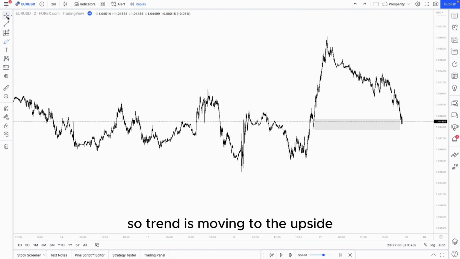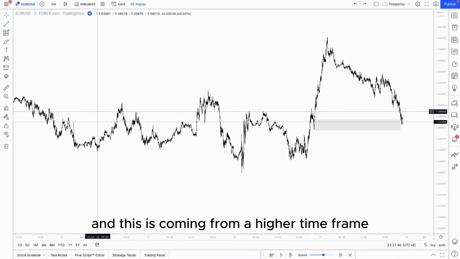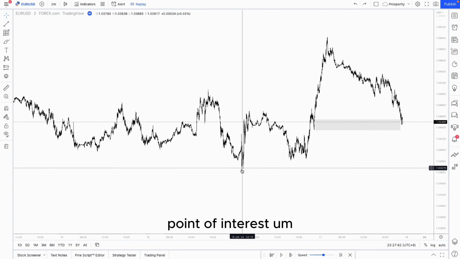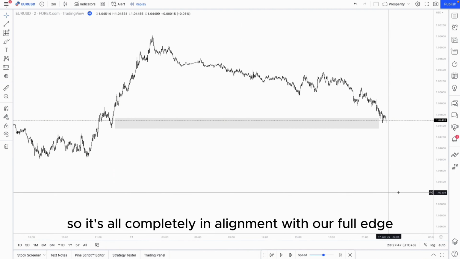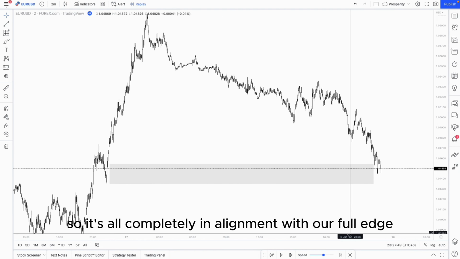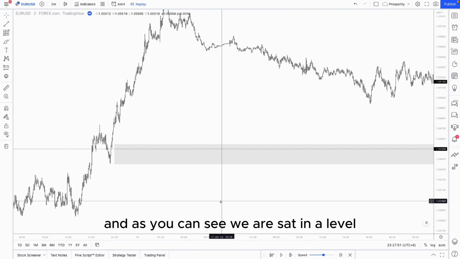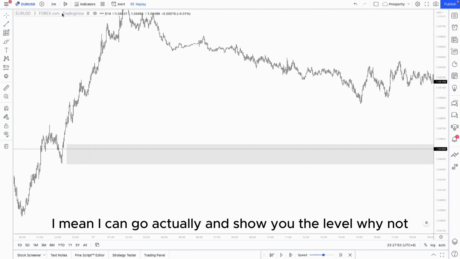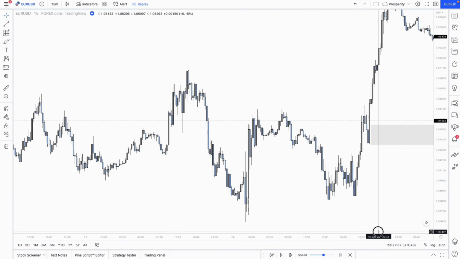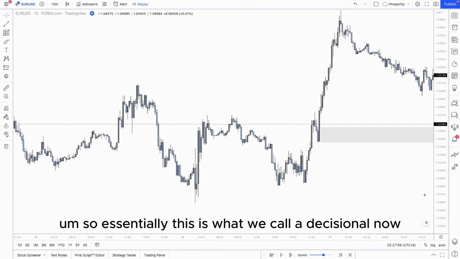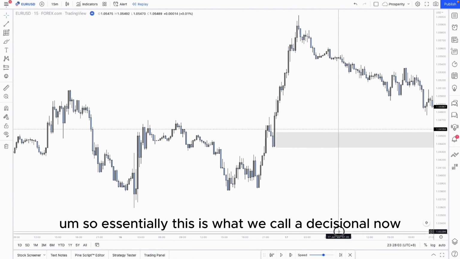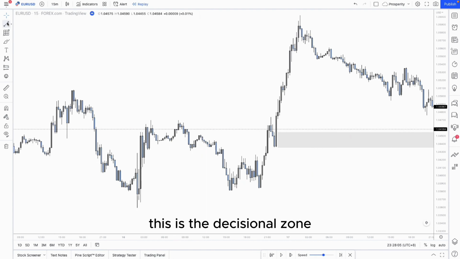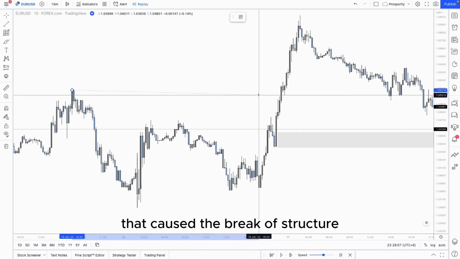So trend is moving to the upside, and this is coming from a higher time frame point of interest. So it's all completely in alignment with our full edge. And as you can see, we are sat in a level. I mean, I can go actually and show you the level, why not? So essentially this is what we call a decisional. Now, this is the decisional zone that caused the break of structure.